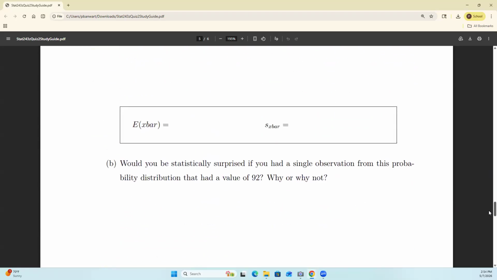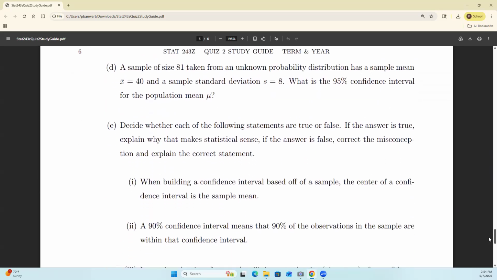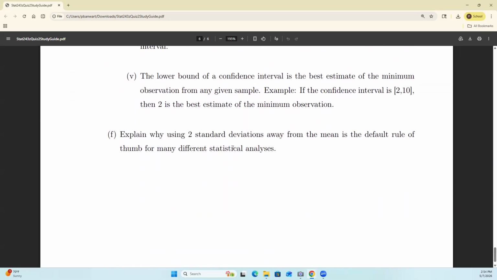Way at the bottom. Why do we use 2 standard deviations if we're not told otherwise from many different statistical analyses? It's because in a normal distribution, that represents 95% of the probability or the data. And anything beyond that is surprising. Okay.